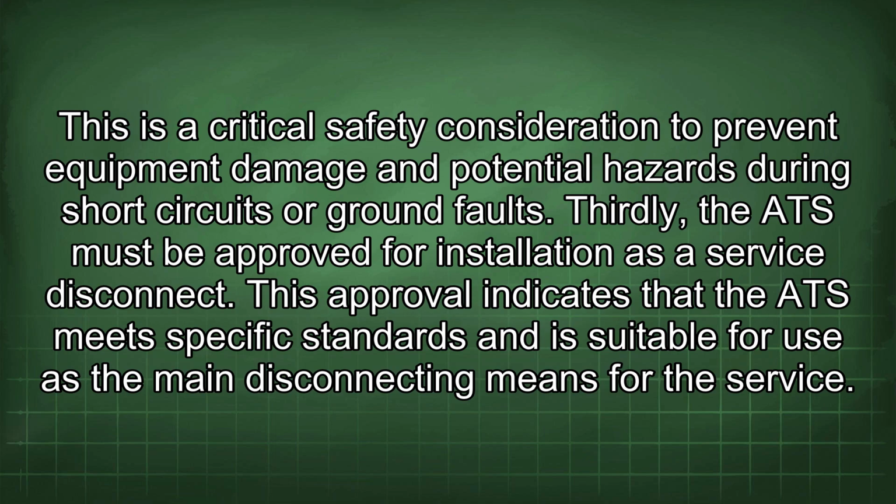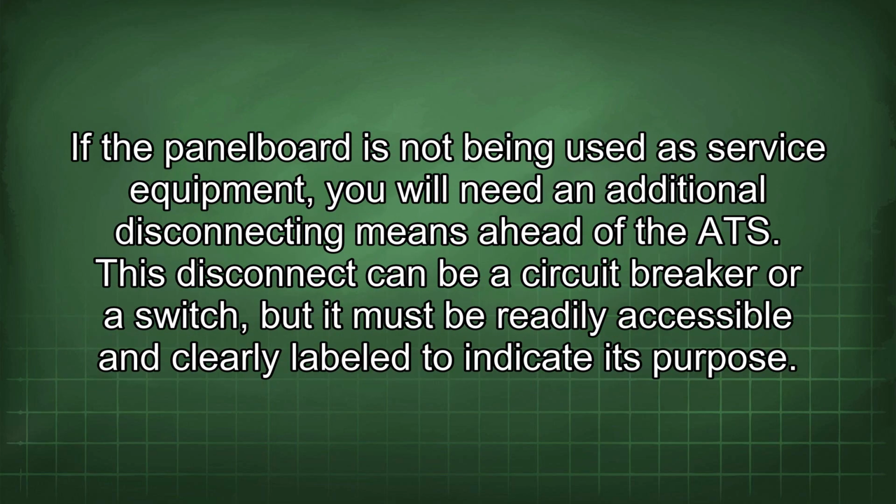Thirdly, the ATS must be approved for installation as a service disconnect. This approval indicates that the ATS meets specific standards and is suitable for use as the main disconnecting means for the service. If the panel board is not being used as service equipment, you will need an additional disconnecting means ahead of the ATS. This disconnect can be a circuit breaker or a switch, but it must be readily accessible and clearly labeled to indicate its purpose.